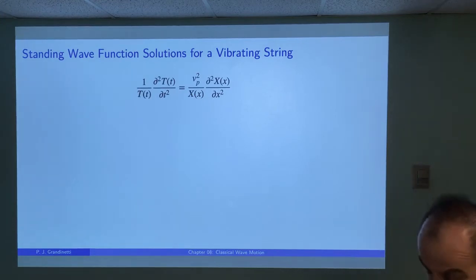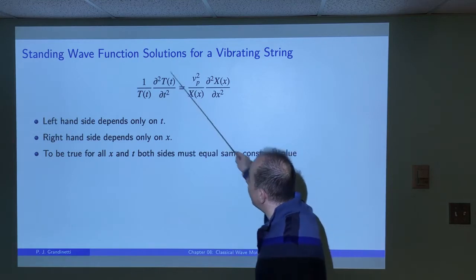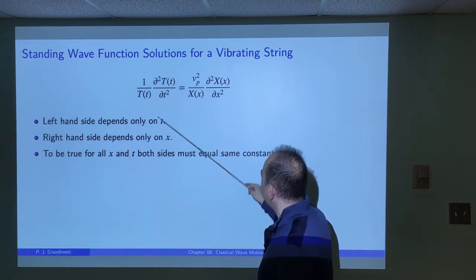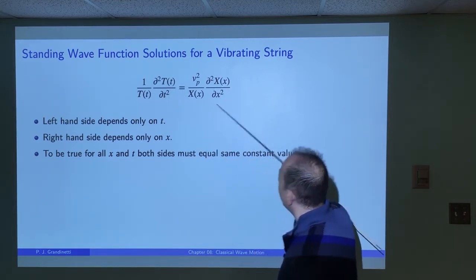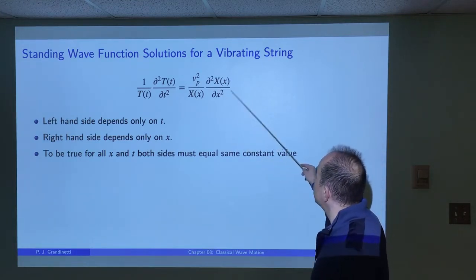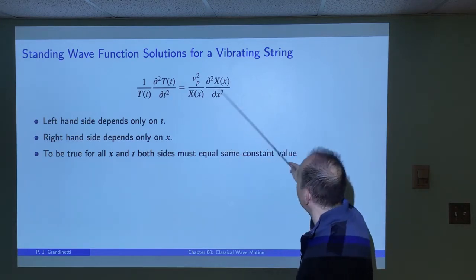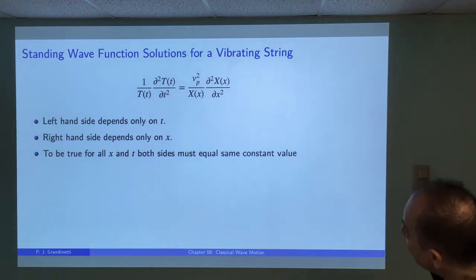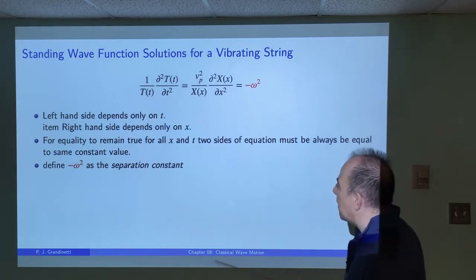And that's really important, because what we have now is a condition where whatever is happening with this function, with its second derivative divided by the function, whatever happens here has to be exactly equal to what's happening on the right side with position. And the way that can be true is to have this whole thing equal to some constant. So this is equal to this is equal to a constant. This is called a separation constant. So in this particular case, I'm going to set the separation constant equal to minus omega squared.